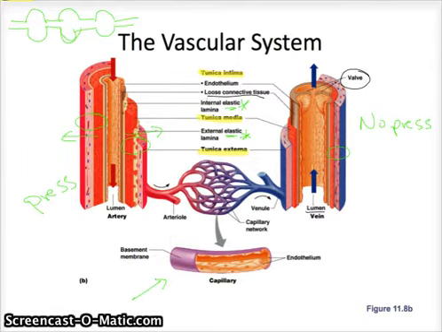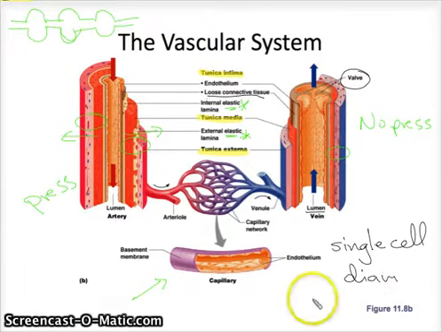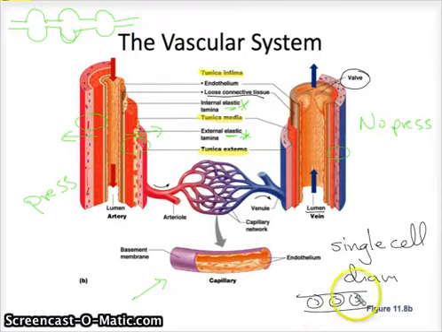The capillary strictly consists of endothelium, and it's literally a single cell in diameter. In other words, red blood cells have to travel down capillaries single file. Literally that's what's going on. So in a capillary they travel single file. There's no room for anything else.